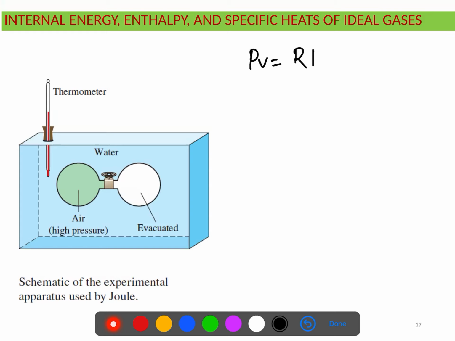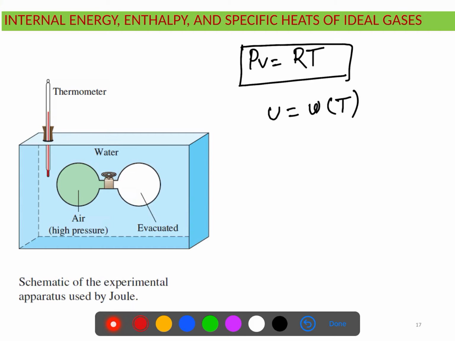So when it is an ideal gas, we know this relation. Now, we're trying to understand the internal energy, enthalpy, and the specific heats. Joule, in 1843, did some experiments and showed that the internal energy U is a function of T. Joule showed this experimentally in 1843.